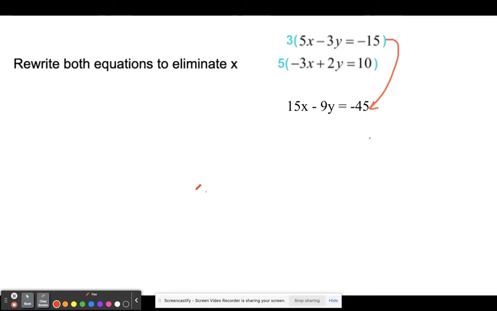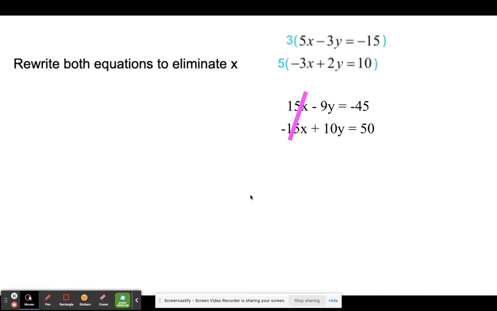And then the next one is negative 15x plus 10y. This is the second equation that I multiplied after I distributed. Okay, so now we're good. Now we have opposites. Now we have 15x and negative 15x, and those will eliminate. That's all I was trying to get at for this part: figuring out what to multiply in this situation.